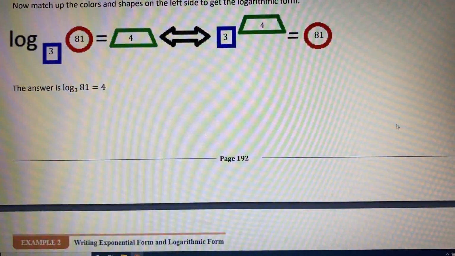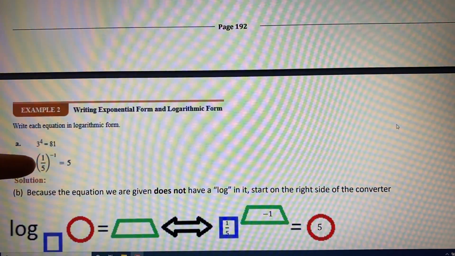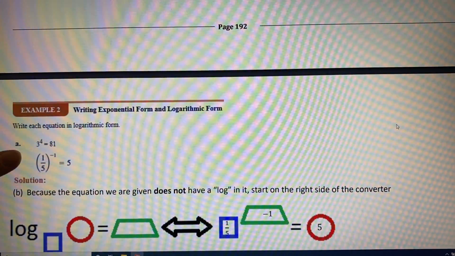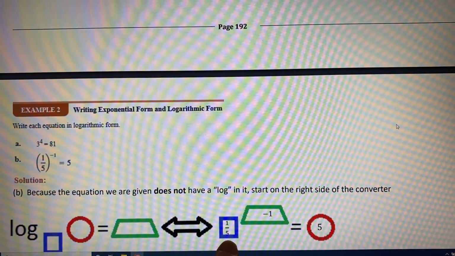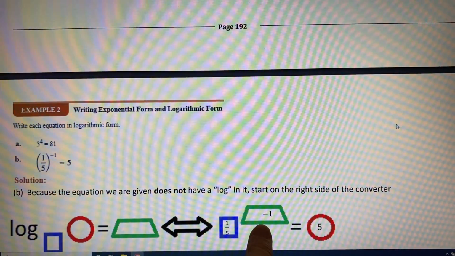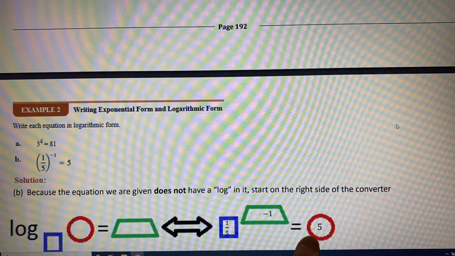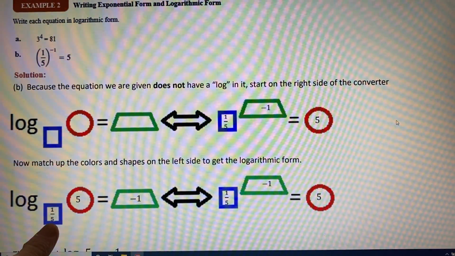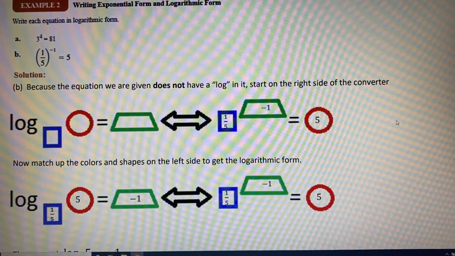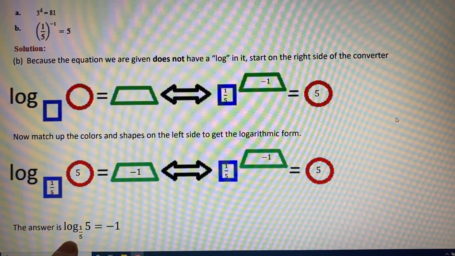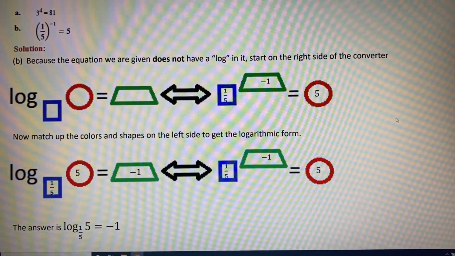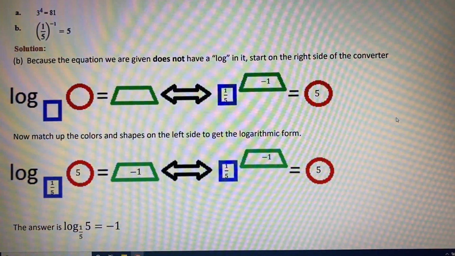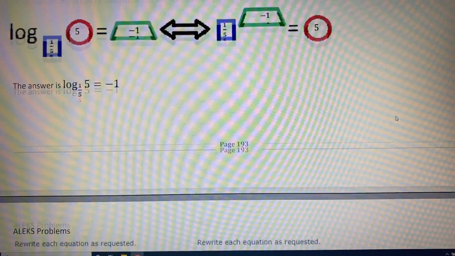Okay, let's do part B of this example. Part B says the fraction 1/5 raised to the negative 1 power equals 5. Once again, there's no log in that equation, so we start on the right side of our converter. 1/5 raised to the exponent negative 1 equals the argument 5. Now match up the colors and shapes. On the left side, we get log base 1/5 of 5 equals negative 1, which is our final answer to this problem. We have converted from exponential form to logarithmic form. Remember, a logarithm is a missing exponent.